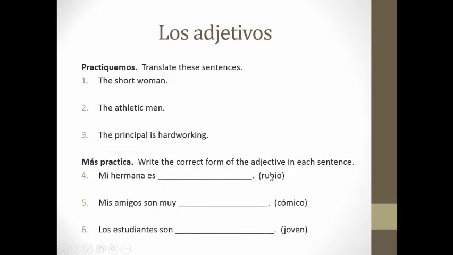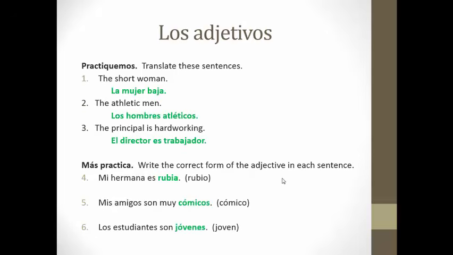Go to 4, más práctica. We're going to write the correct form of the adjective in each sentence. So you're going to see an adjective left in the masculine singular, and you're going to need to change that to match the subject. So we'll do number 1 together. My sister is blonde. Okay, so sister is feminine singular, so rubio must be feminine singular. Okay, so your final answer should be rubia. Okay, please pause me. Work through these 6 activities, and we'll check our answer on the next slide.